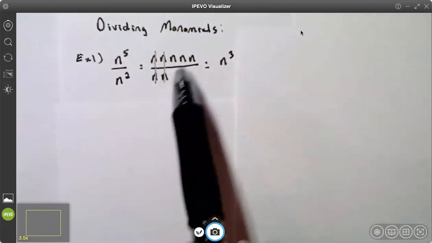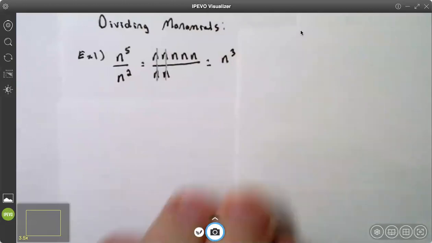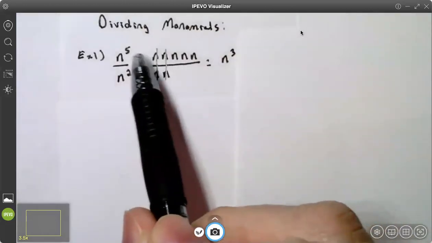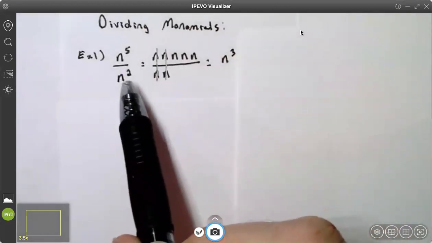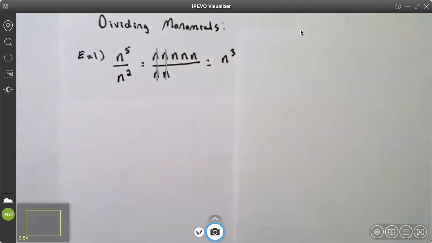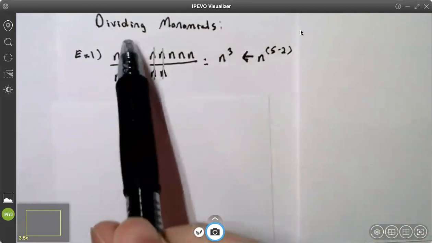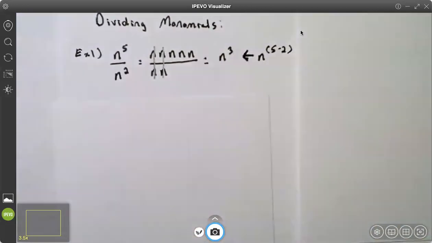Now we don't have to write out these n's every time and cancel them out. Just in our head, we do subtraction. 5 n's minus 2 n's is 3 n's. When you are multiplying monomials with a common base, you add the exponents. When you are dividing monomials with a common base like this, you subtract the exponents. So in your head, you just say 5 minus 2 is 3.